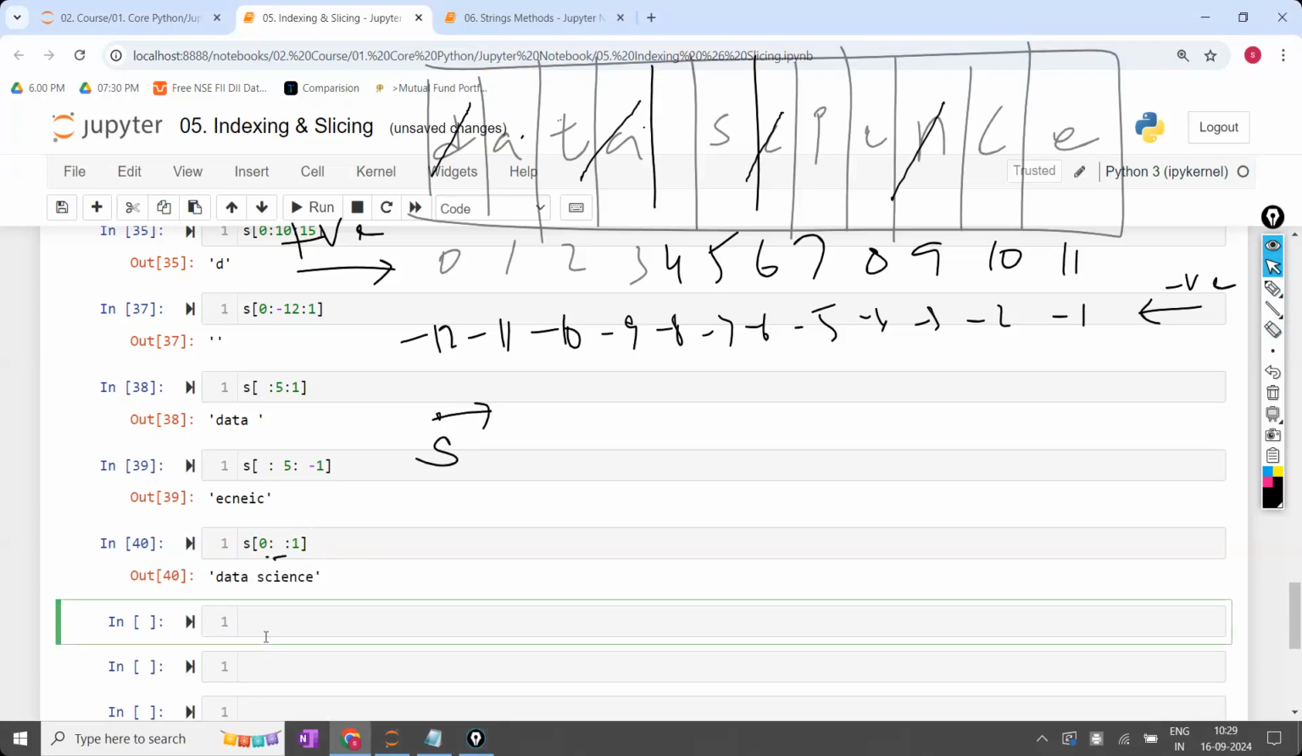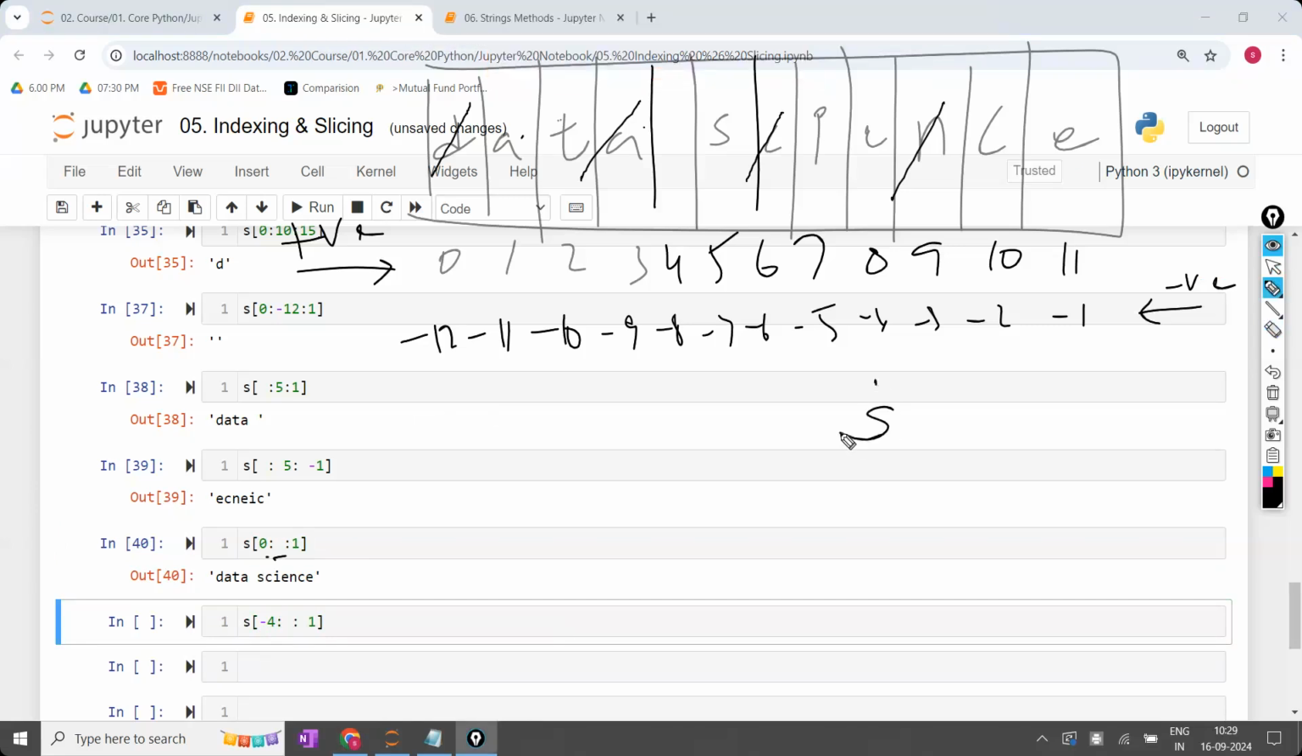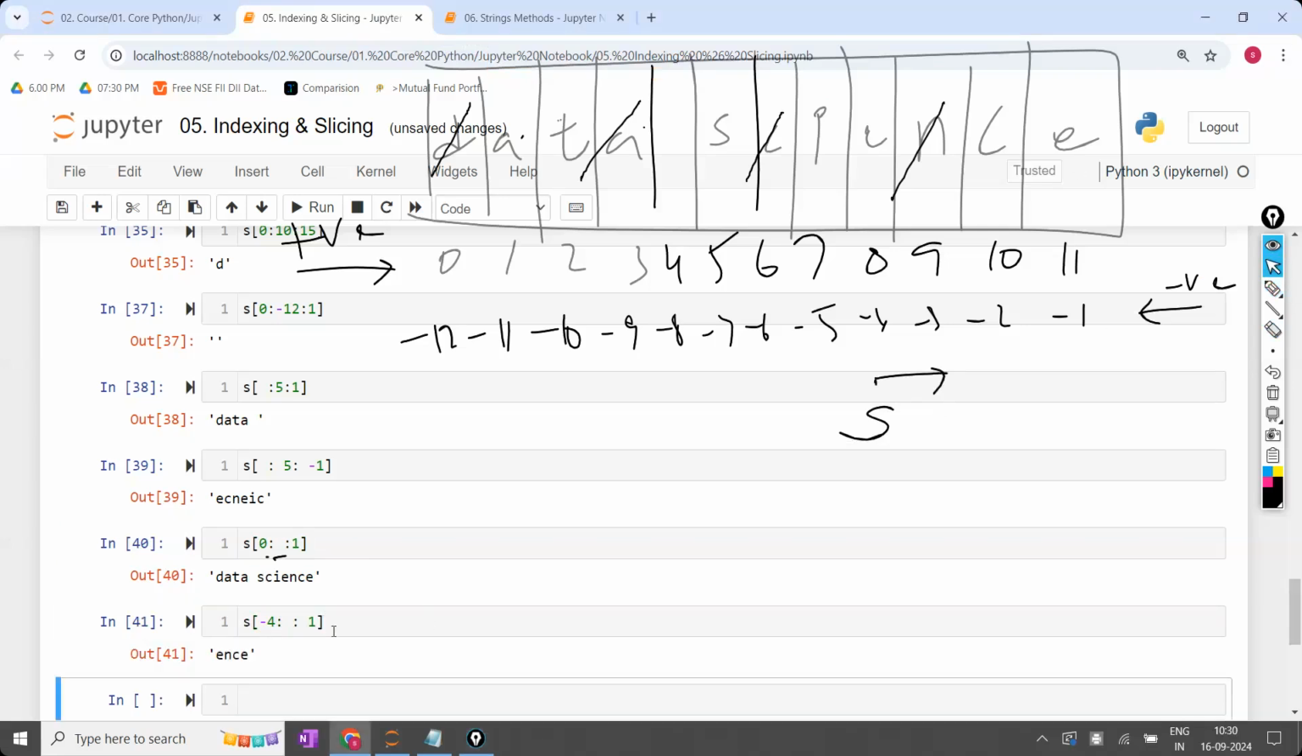Now, starting point is -4. I'm not writing any ending point, and the increment is 1. Now tell me, in this example, what is the starting point? -4. Where is -4? Here. What is the ending point? I have not given it. What is the direction? Plus. So in this direction, everything, that is ENCE, including the last.